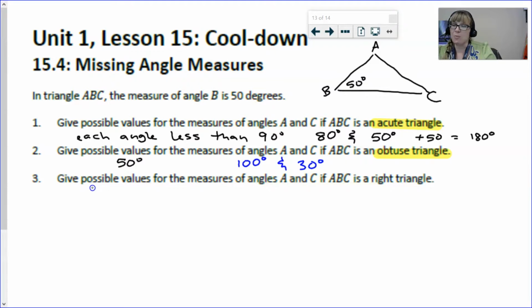Number 3, give possible values for measures of angles A and C if ABC is a right triangle. That means for sure one of these angles has to be 90 degrees. So obviously I'm going to put in here a 90 degrees. Don't forget, we still have our 50-degree angle that it gave us in the beginning. So 50 plus 90, that means that the only other option for that third angle is going to have to be 40 degrees. 90 plus 50 is 140, plus 40 more is going to add up to be 180 degrees.